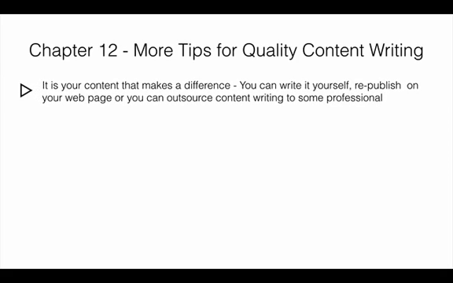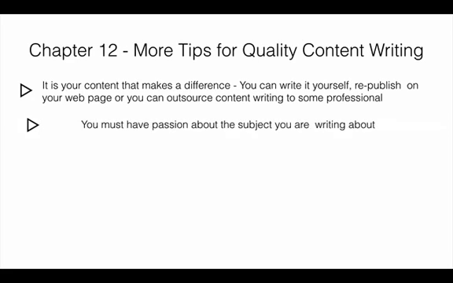Now, here are some tips for quality content writing. I can't express this enough, but it's your content that makes a difference. It's got to be special. It has to be unique. You can write it yourself, you can republish something on your webpage, or you can outsource your content writing to some professional. But whichever of those three techniques you use, it is important that you focus on the quality aspect. Even if you hire someone else, you need to put clearly in your instructions what you expect so that what they produce is going to be quality.